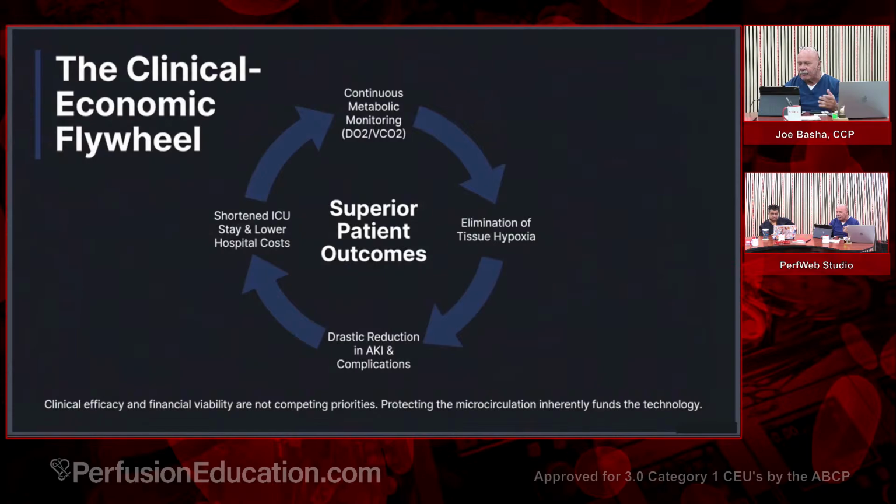So ultimately, if we do continuous metabolic monitoring, eliminating tissue hyperperfusion drastically reduces AKI and complications, shortens the ICU stay, lowers hospital stay, even time to extubation, all of those things, lowers hospital costs. You do this, and the clinical economic flywheel is superior in patient outcomes and health of the facilities that we're trying to operate in, to keep the hospitals open and not make them and the system go bankrupt, by just doing some fundamental things with goal-directed perfusion.